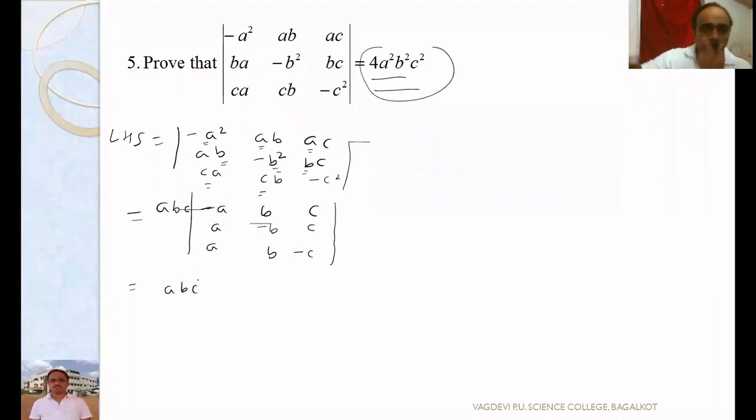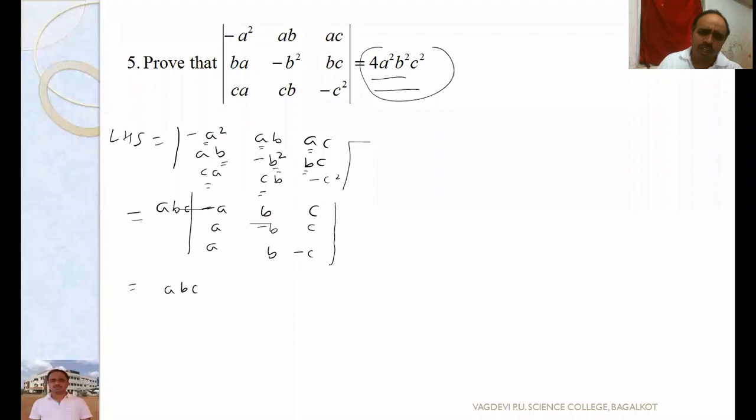So now what will be the next step? Many of you are thinking plus, minus, plus. By taking the sign scheme, we can expand. But remember, the question is without expanding. When it is without expanding, you have to apply only the properties. You cannot expand it by taking the first row. I should get 4a square b square c square without taking minors, cofactors.